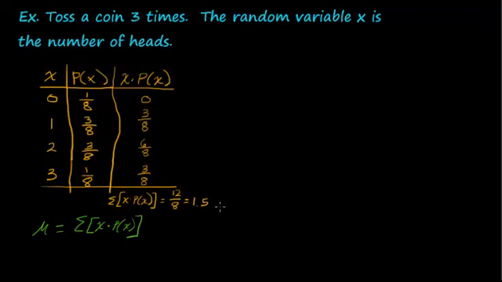Is it possible to get 1.5 heads? No. But what this does is it gives us a good feel about what to expect in the long run. What's that measure of central tendency? Where does the data tend to center around when we're running this procedure of 3 heads? Okay, so of counting the number of heads in the 3 tosses.